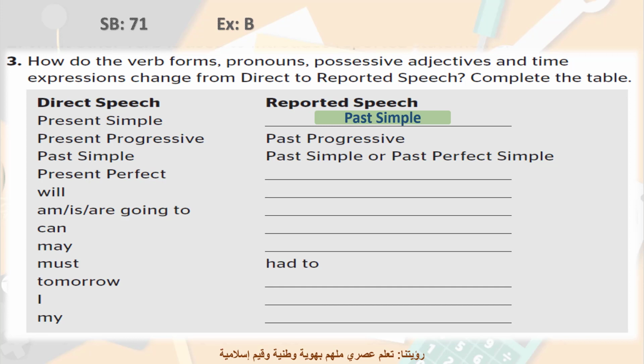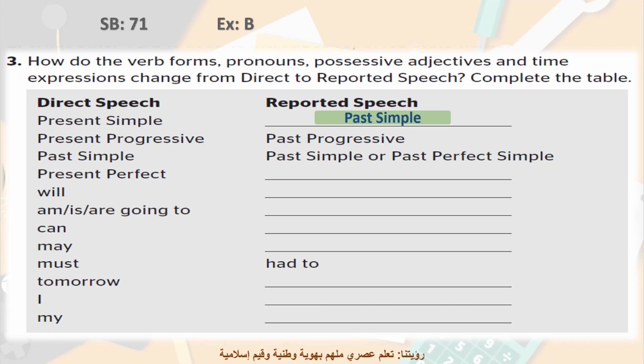Now try to do the exercise yourselves. Pause the video and do it. After that, come back and play the video to check your answers. Here are the answers. We've already done the present simple. It's turned into past simple. The present progressive, verb plus ing, is turned into past progressive, which is was or were plus verb ing.